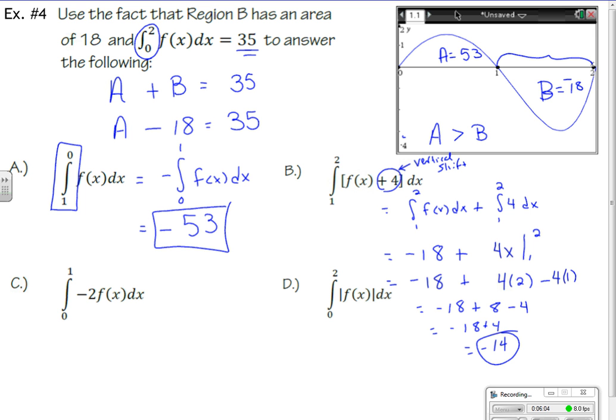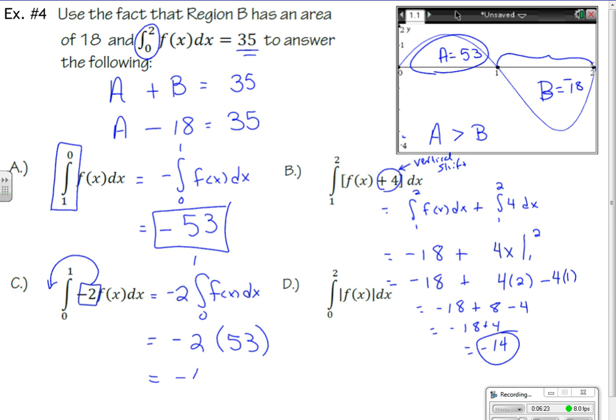Letter C. We understand that these multipliers, or k values, can be brought out front. So I get negative 2, 0 to 1 of f of x dx. From 0 to 1, look at our picture. 0 to 1, we get an area of 53. So we have negative 2 times 53, giving us a grand total of negative 106.